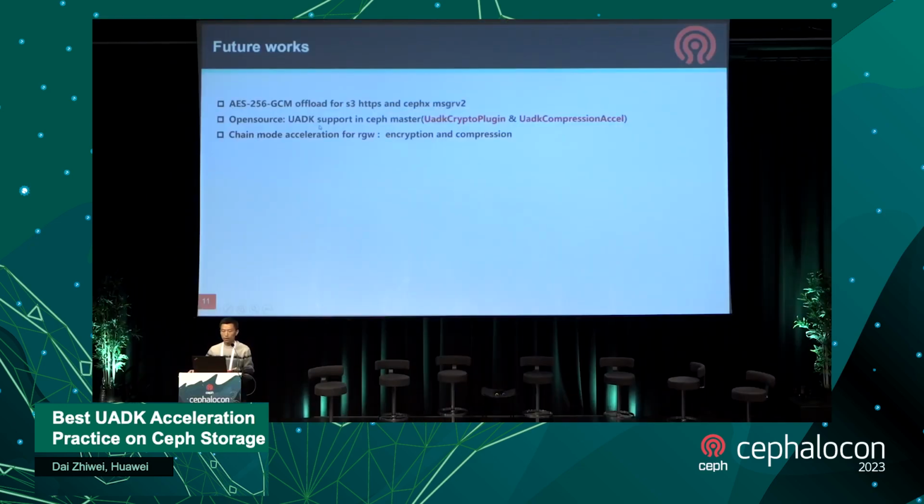Okay. We also want to open source our effort and do some UADK support in Ceph master, such as the UADK crypto plugin and UADK compression accelerator. Also, as I mentioned, we don't need to choose between encryption and compression now. So I believe chain mode acceleration on hardware is available, with less memory access frequency. Okay, that's all. Thank you.